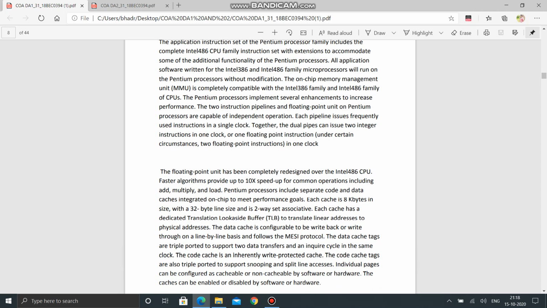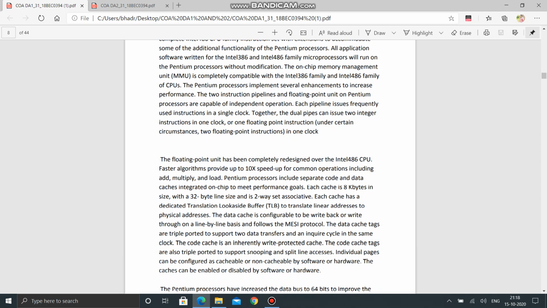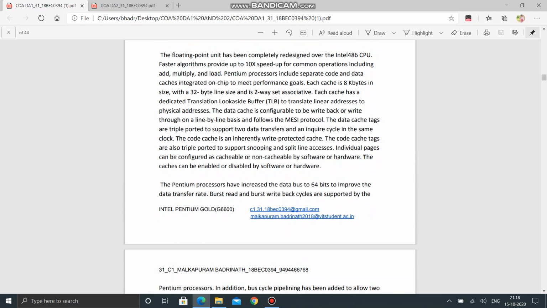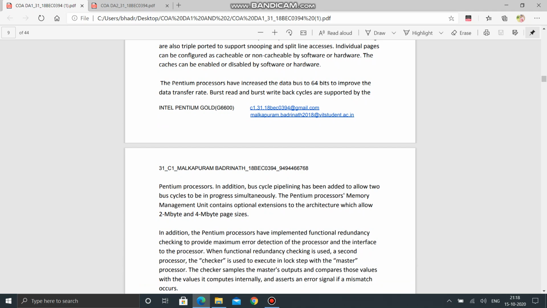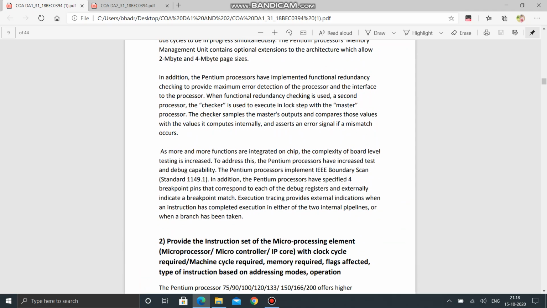Pentium processors include separate code and data caches integrated on chip to meet performance goals. Each cache is 8 kilobytes, with a dedicated translation lookaside buffer. The Pentium processor has increased the data bus to 64-bit to improve the data transfer rate. Burst read and burst write back cycles are supported by the Pentium processor. In addition, bus cycle pipelining has been added to allow two bus cycles to be in progress simultaneously. The Pentium processor memory management unit contains optional extensions to the architecture which allow 2 megabyte and 4 megabyte page sizes.